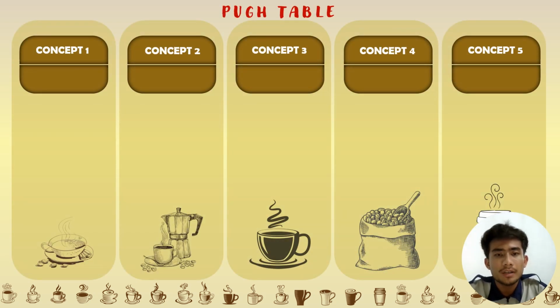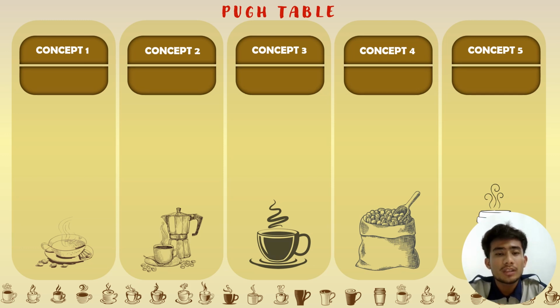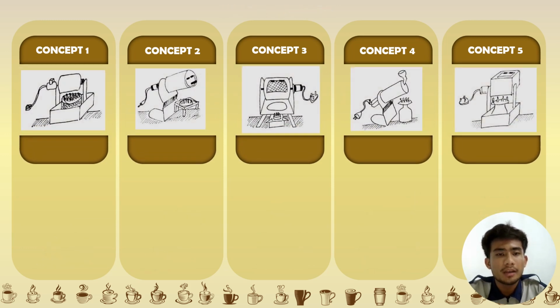The gas burner will supply heat to the beans while being rotated in the drum. The next one is the path table. There are at least 5 concepts in my path table. You can see from the picture there are 5 concepts.